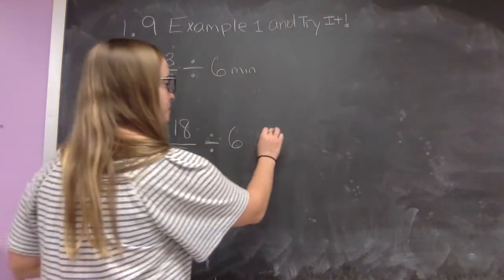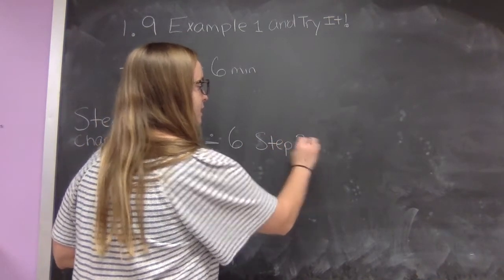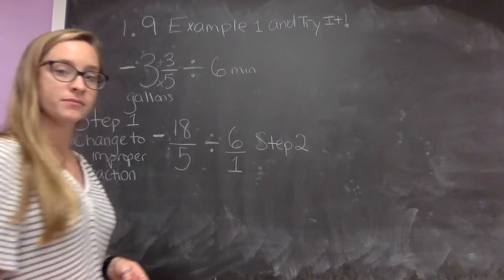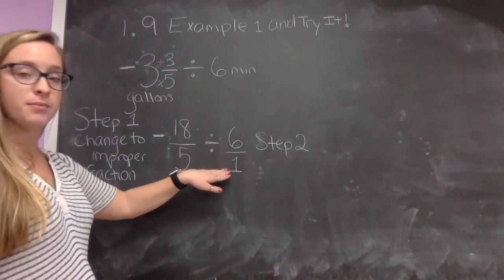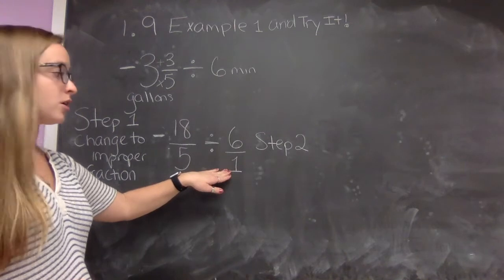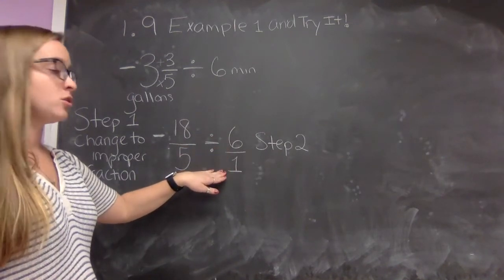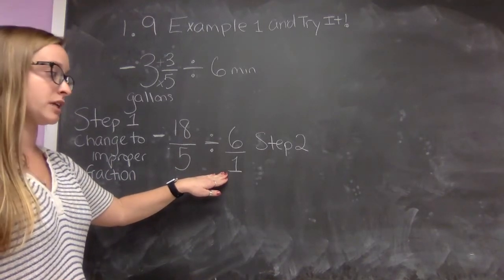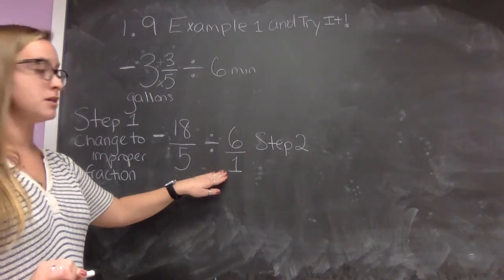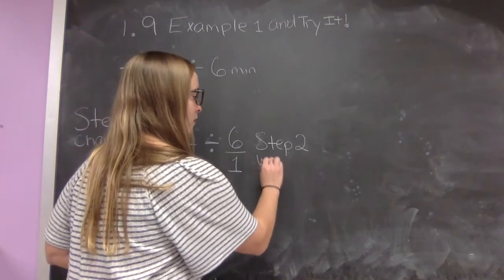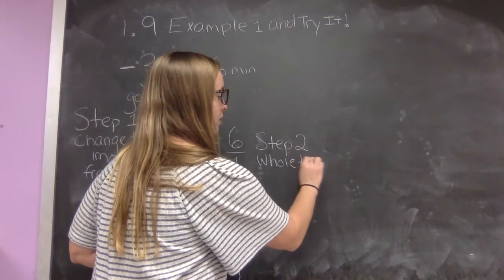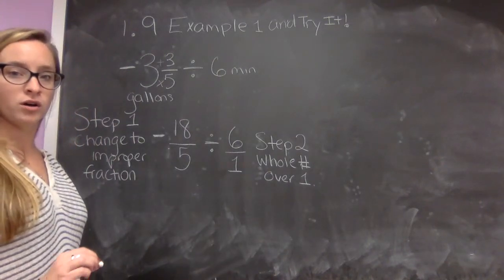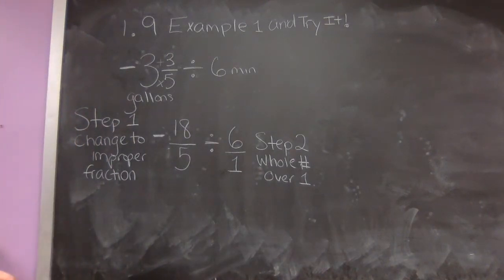Step 2: if you have a whole number, you are going to put it over a 1, because 6 divided by 1 is the same as 6. If you divide 6 by 1, you are still going to have 6, so this is totally a legal math move. So 6 over 1 is the same as 6. Step 2 is whole number over 1. We're going to put a whole number over 1.